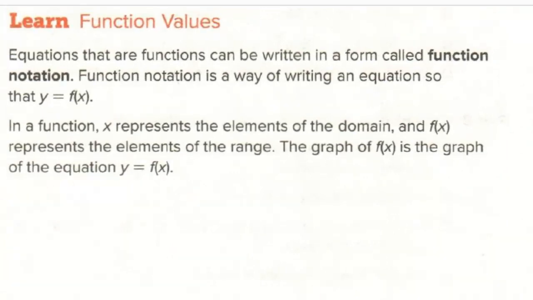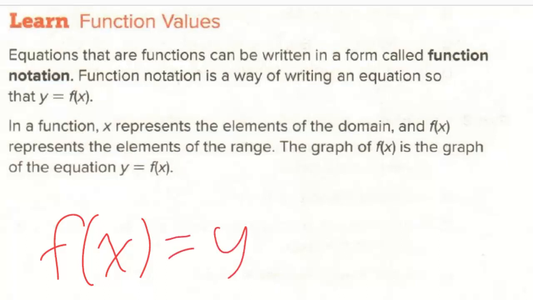Equations that are functions can be written in a form called function notation. And function notation just looks like this, f of x. Function notation is a way of writing equations so that y is equal to f of x. So it's just replacing y with the expression f of x. But this value in here, which is x, is still our domain. So the left-hand side, even though it's representing y, still shows what the domain or the input value was. And the other side will show us what the y value or the range value should be. So f of x and y are interchangeable when we're talking about functions.